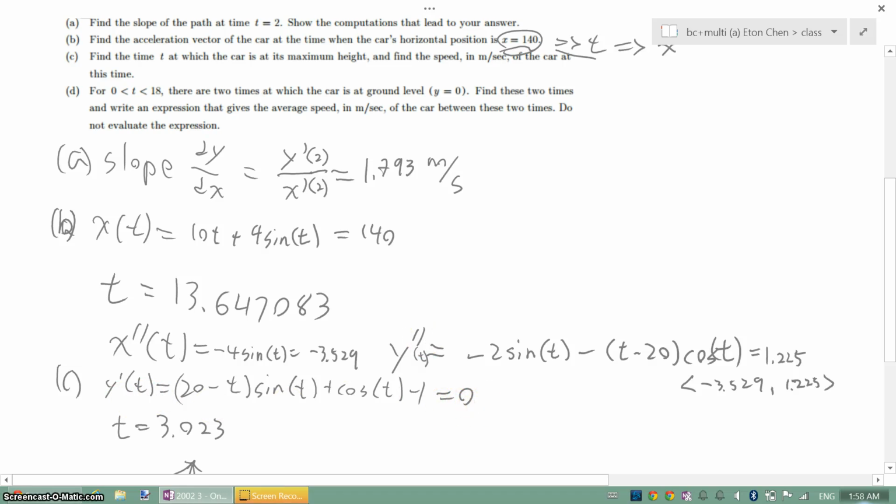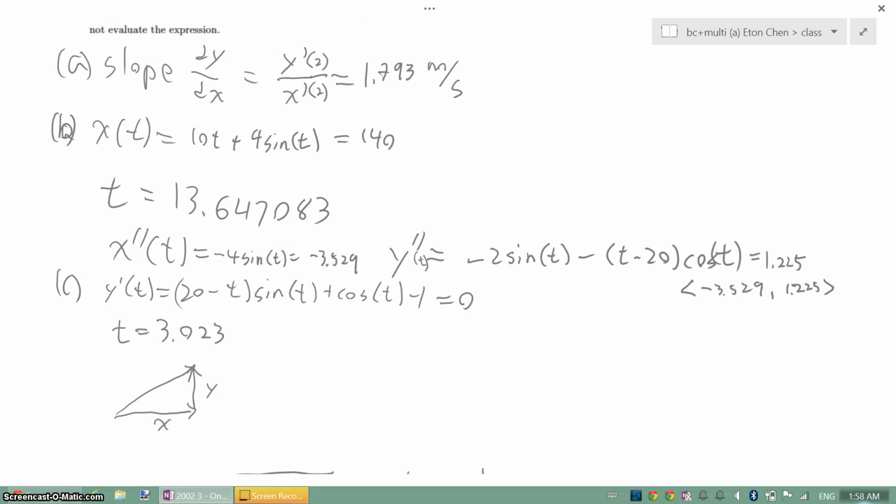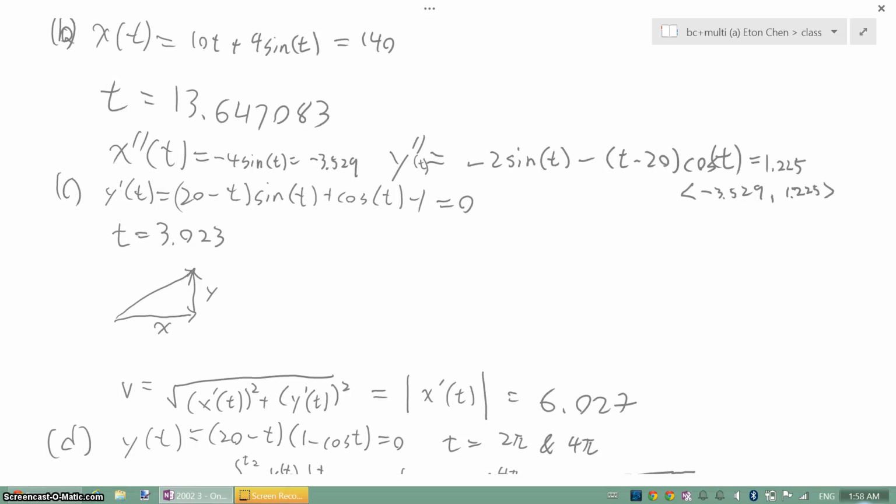And we found out that the time equals 3.023, and now that we know the time, to find velocity we can use a triangle formula. If we want to get the v, we can square y velocity, square x velocity, and put it to the 1/2 power. This is just the Pythagorean theorem.